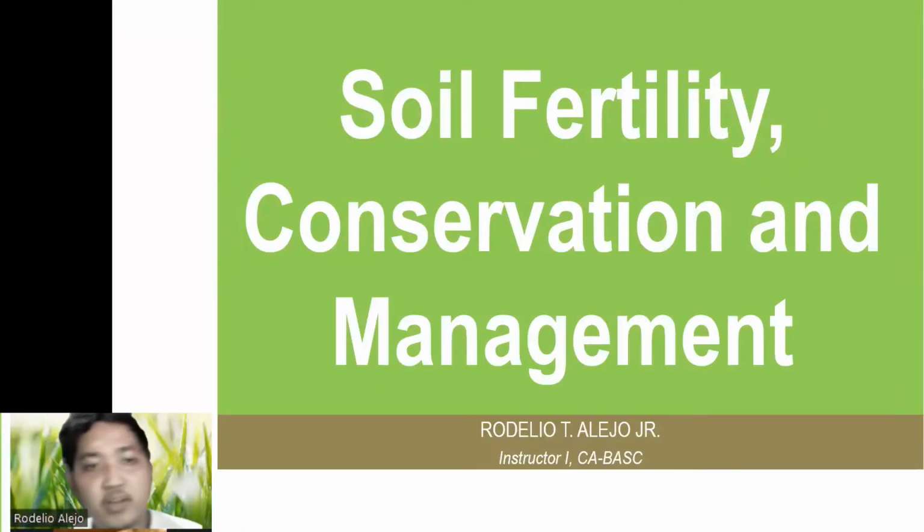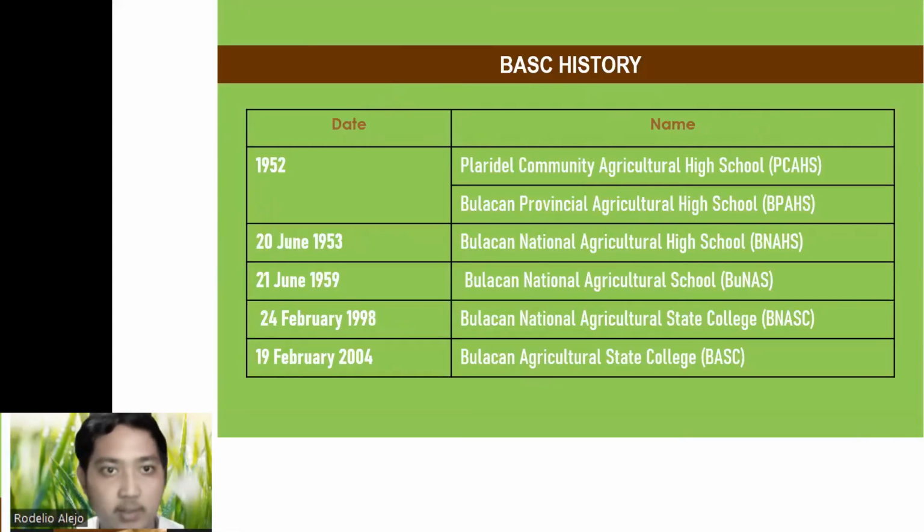Our course is soil fertility, conservation, and management. So just some history of BASC as part of the course syllabus. This is the history of BASC from Plaridel Community Agricultural High School up to now, which is Bulacan Agricultural State College. And also in the near future, it has actually already passed in the Senate, yung pagiging Bulacan Agricultural State University para ng ating school.